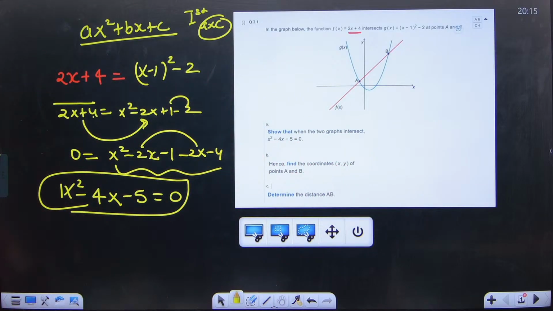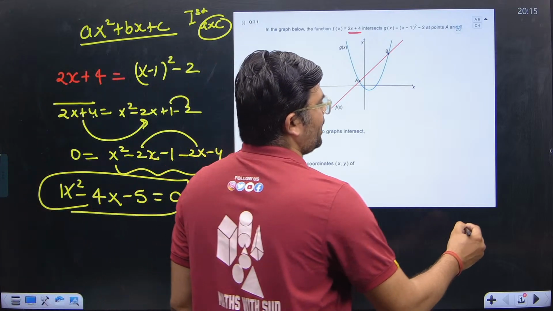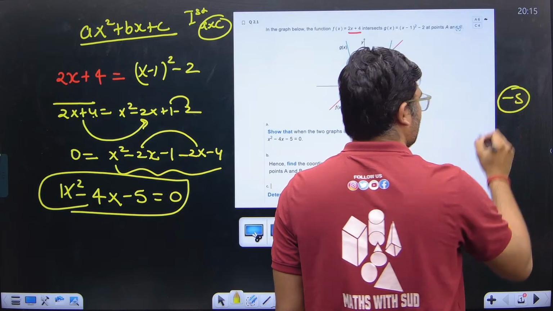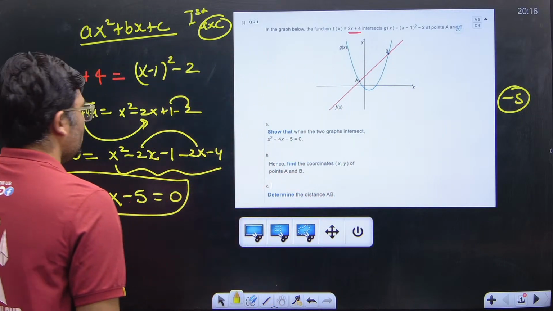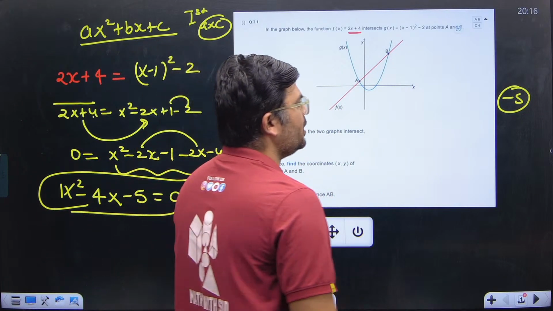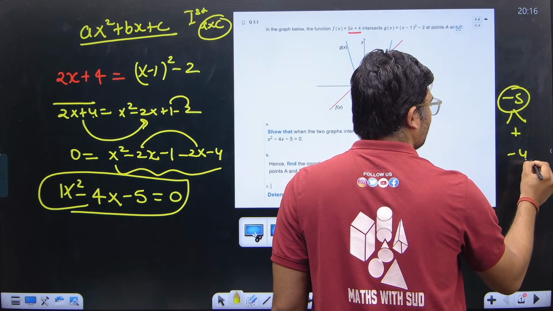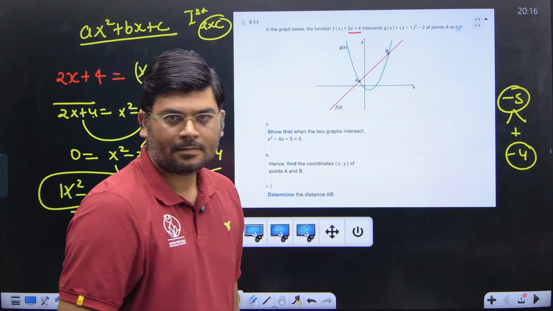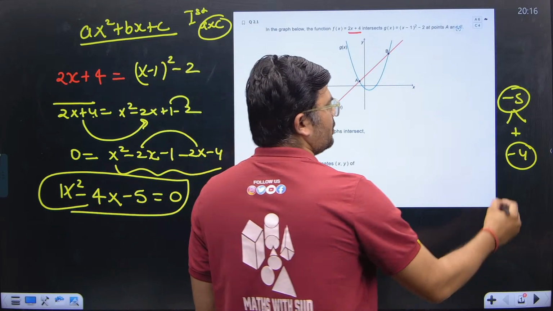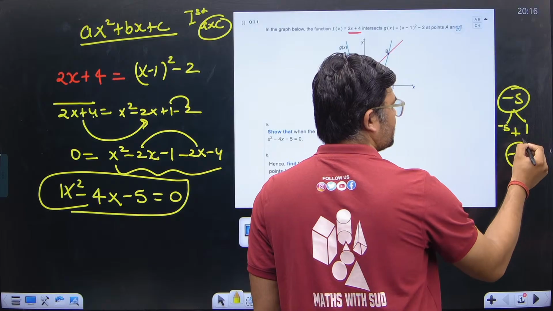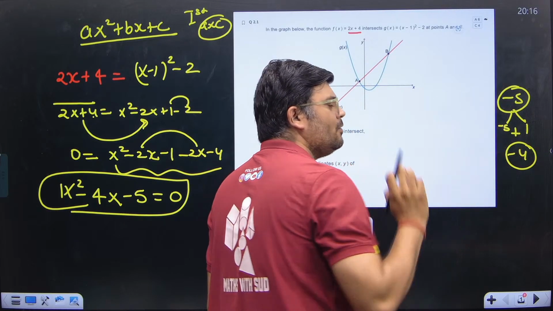What is c here? C is minus 5. So when you multiply 1 and minus 5, what will you get? You will get minus 5. Now you have to think of two numbers whose product is minus 5 and whose sum is minus 4. So you can easily find: product is minus 5 and sum is minus 4. So the answer is minus 5 and 1.